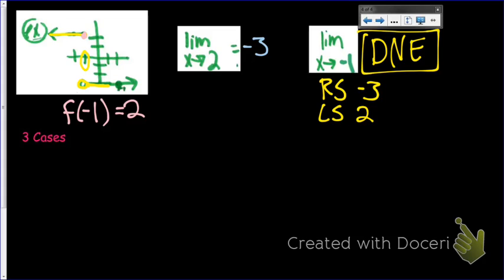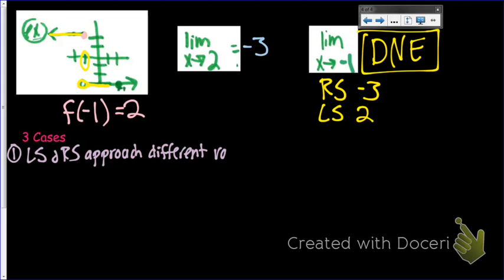Alright, so the last thing I want to look at is the 3 cases where a limit does not exist. And the first one we just looked at. The first one is when my left side and right side approach 2 different values. So if my left side and right side approach 2 different values, I cannot find what that limit is.